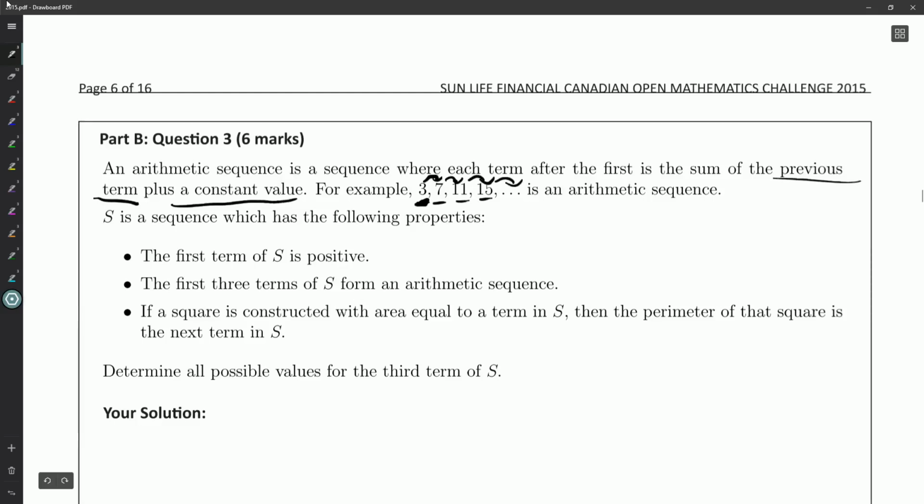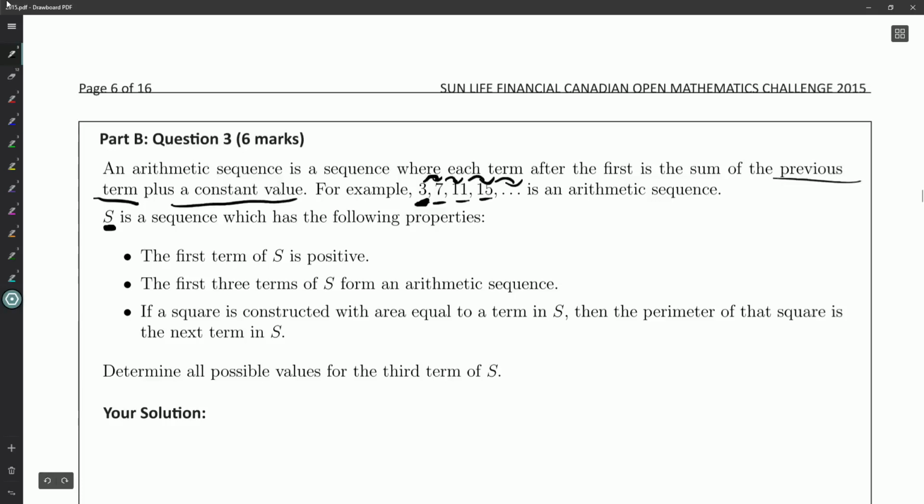Alright, so we've got capital S. It's a sequence with the following properties. The first term of S is positive. The first three terms of S form an arithmetic sequence, which is why they tell us what an arithmetic sequence is. Now, they say the first three terms. Are there more than three terms, and it just isn't an arithmetic sequence after that? Seems to be the suggestion.